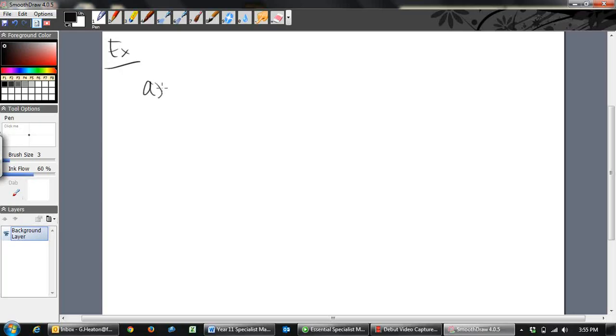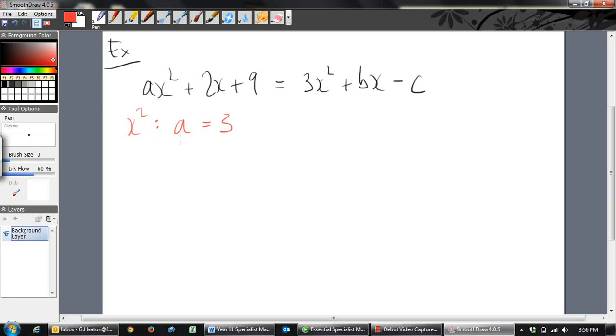So let's just have ax squared plus 2x plus 9 is equal to 3x squared plus bx minus c. So let's have a look at this. Basically we look at each power. On this side, let's just have a look at the x squareds. Okay. On this side, how many x squareds do we have? We have a x squareds. On this side, how many x squareds do we have? We have 3x squareds, and so we get a is equal to 3.